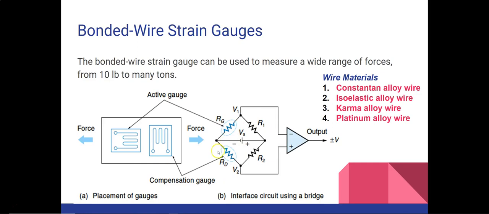Now to this bridge circuit, the supply is given through this Vs. This is the supply voltage, and any change in the force applied on these gauges will unbalance the circuit, and that change can be obtained over here at the output.